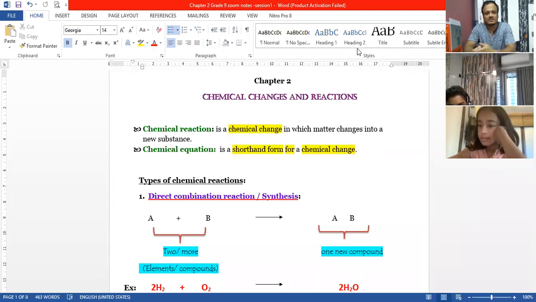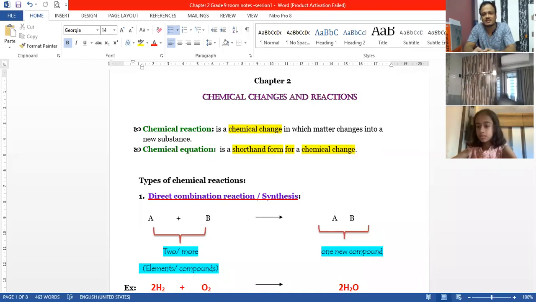Okay, so chemical reaction. What is a chemical reaction? A chemical change in which matter changes into a new substance. We have studied about chemical changes, physical changes and all in our previous classes, that is your grade 8 classes. Okay, so basically it's also about the energy which is being exchanged in a reaction.